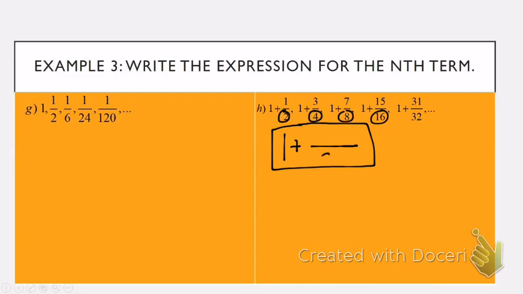So I'm going to use the same rule as I did in the last example. 2 to the first is 2, 2 to the second is 4, 2 cubed is 8, 2 to the fourth is 16, 2 to the fifth is 32. Now if I compare my denominator and my numerator, my numerator is 1 less than my denominator. So if I already have a rule for my denominator of 2^n, 1 less than that is just going to be minus 1. So there's my rule for this pattern.